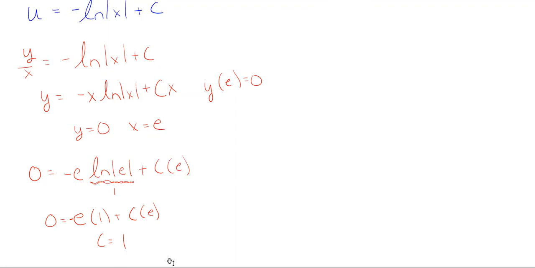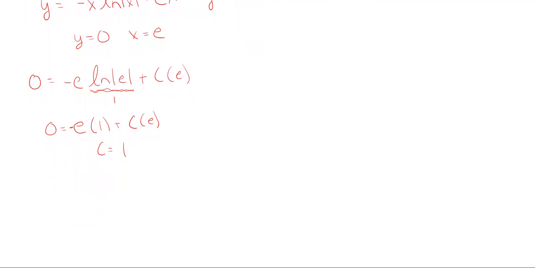So my true equation here is going to be this. Once I plug in my constant, I have minus x times the natural log of x plus 1 times x, which is just x. And that would be my answer for this question. This y of minus x natural log of x plus x satisfies the beginning expression.